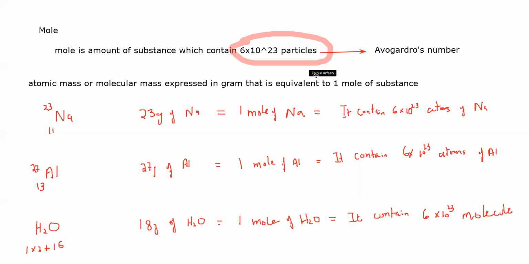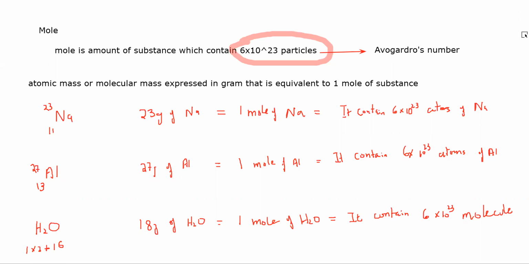So what is the concept of the mole? Mole means it is the amount of substance which contains 6 exponent 23 particles, which is also known as Avogadro's number. So if there are 6 exponent 23 particles, we call that substance 1 mole of a substance. And it is practically found that if you have sodium atomic mass or molecular mass, if we express them in gram, that is also equal to 1 mole of a substance.